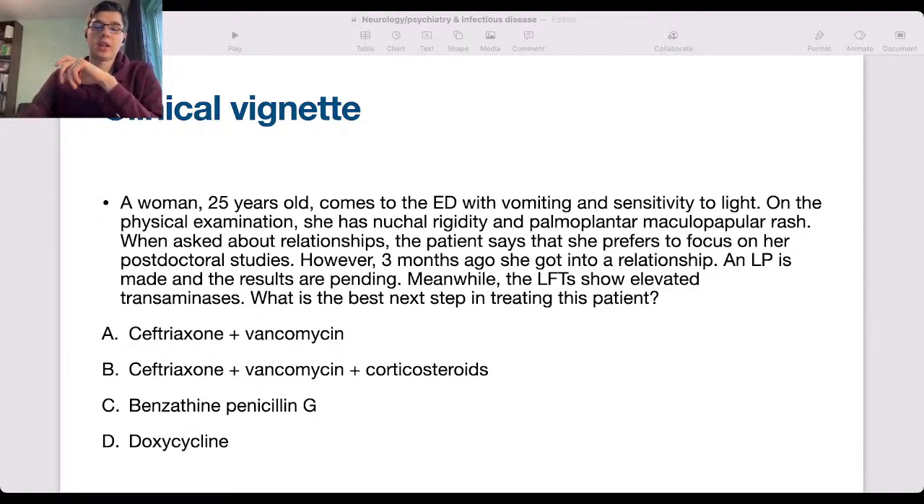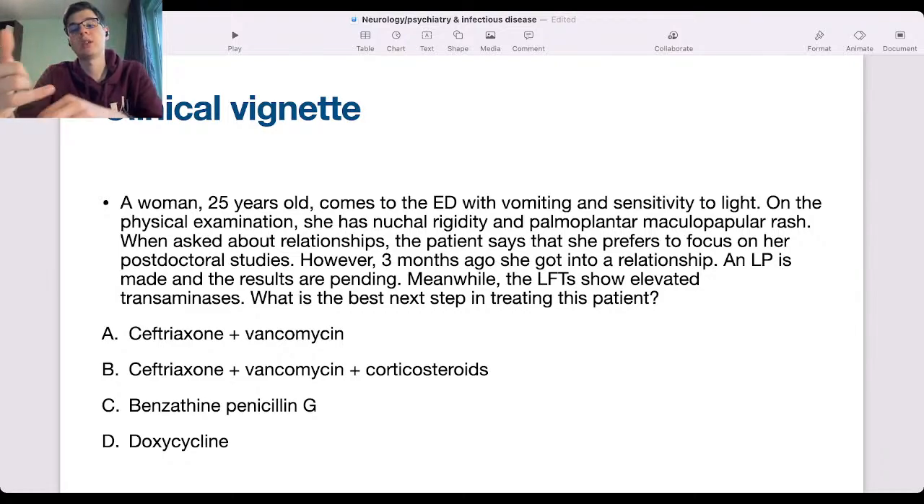Okay, so let's discuss the answers. Firstly, ceftriaxone and vancomycin is the standard treatment for meningitis in adults. This ensures a broad spectrum, especially on the most common causes such as Neisseria meningitidis, Strep pneumoniae, Haemophilus influenzae. Corticosteroids indeed can be added due to the fact that it improves the rehabilitation phase.